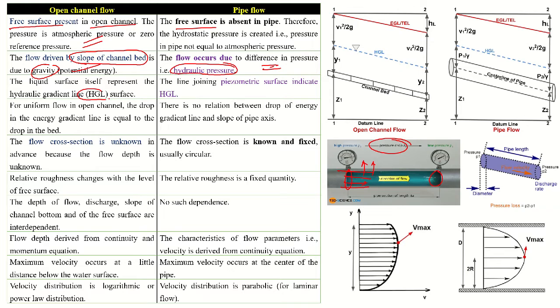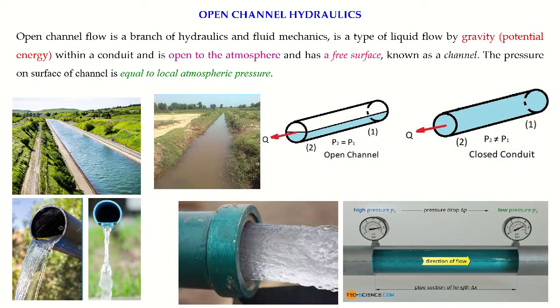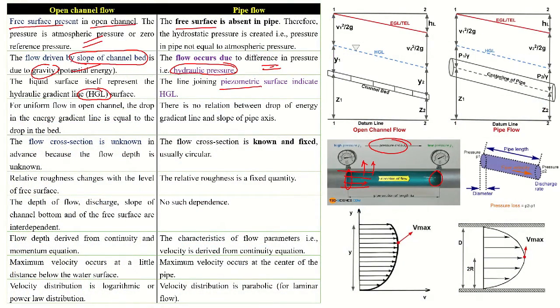We will discuss the meaning of hydraulic gradient line in the next slide. Here the total energy joining the piezometric surface indicates the hydraulic gradient line. In open channel uniform flow, the drop in the energy gradient line is equal to the drop in the bed. Water flows in this direction, from high elevation to low elevation, and the drop in energy depends on the slope of the bed. If the bed slope increases, the energy drop increases. If the slope is reduced, the energy gradient line also reduces. Both are interrelated.